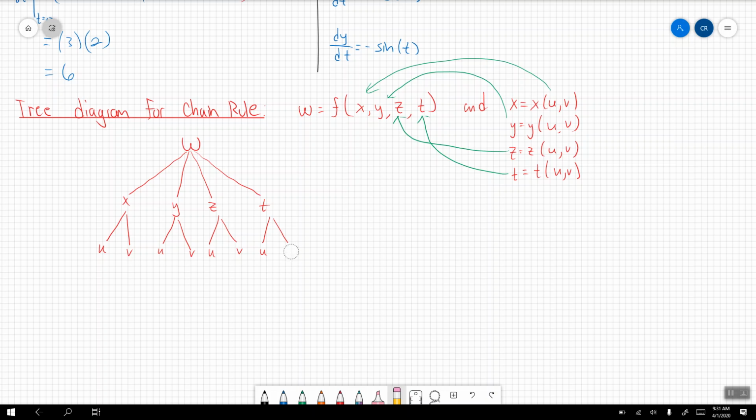Now notice this is why we call this a tree diagram, because it kind of looks like a tree just branching out. Now all of these variables have different names. W here is known as your dependent variable. X, y, z, and t are known as your intermediate variables. And finally, u and v are known as your independent variables.